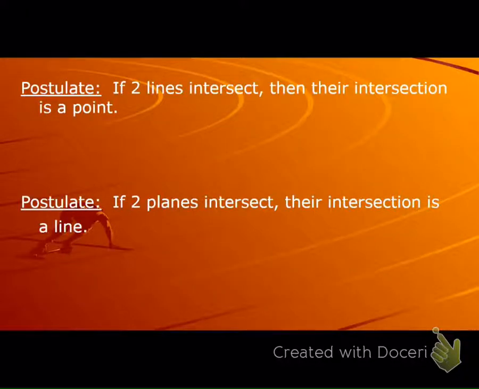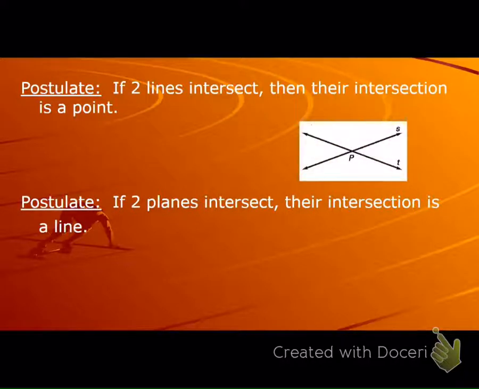If two lines intersect, then their intersection is a point. And then the picture of it, and I kind of already drew it for you. You don't have to draw in the numbers or the letters, just draw in the picture. So their intersection is a point. So their intersection would be point P, or just P.